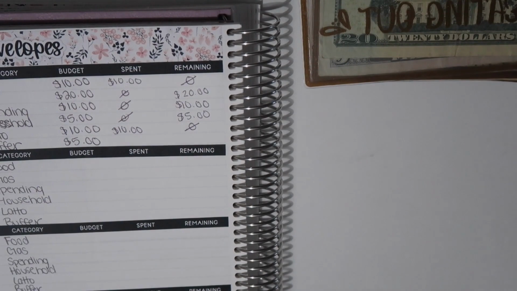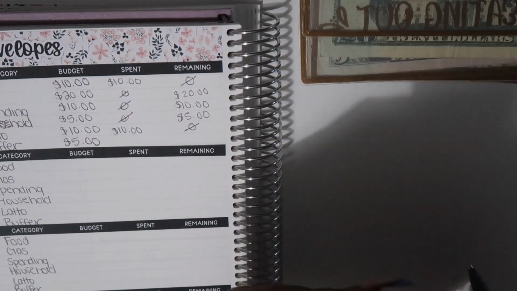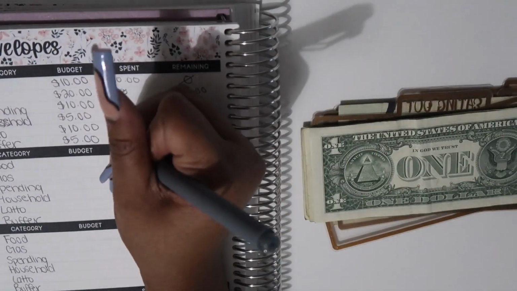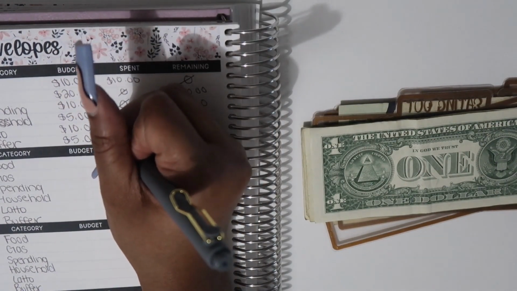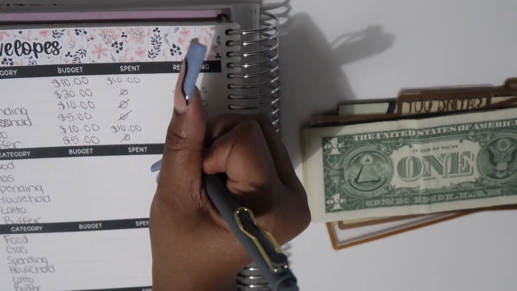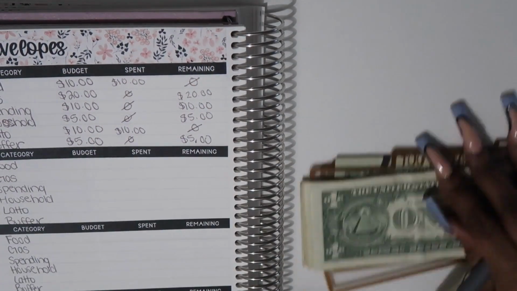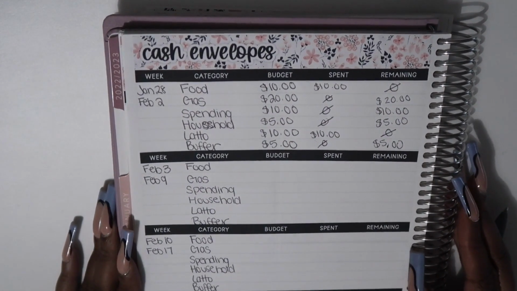And then Buffer, we should still have our $5. So let's see, 1, 2, 3, 4, and 5. We still have our $5 inside of Buffer. So we didn't spend any money. Okay, perfect. So that is how that's looking.